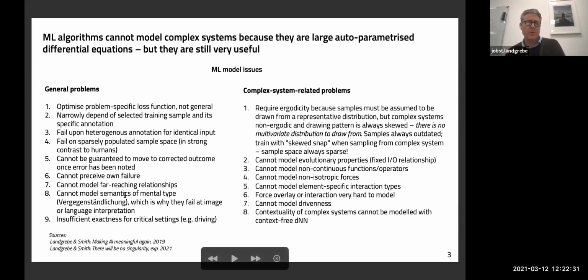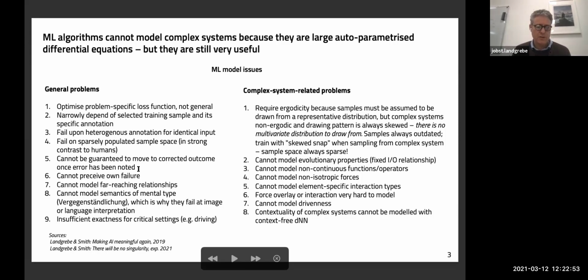And that's a very strong contrast to humans. Humans can work very well with sparsely populated sample spaces. That's actually part of intelligence, the ability to adapt to a new situation, which is a non-populated sample space, so to speak. It's like a sample that has never been seen before. And machines are very bad at this in machine learning.